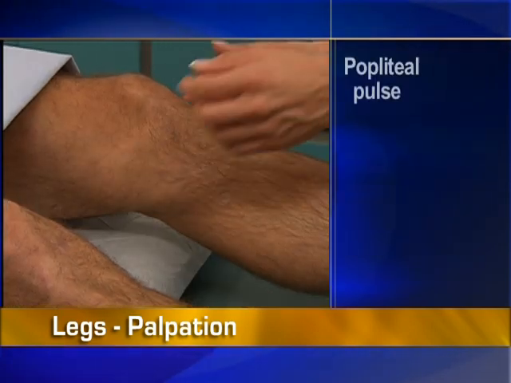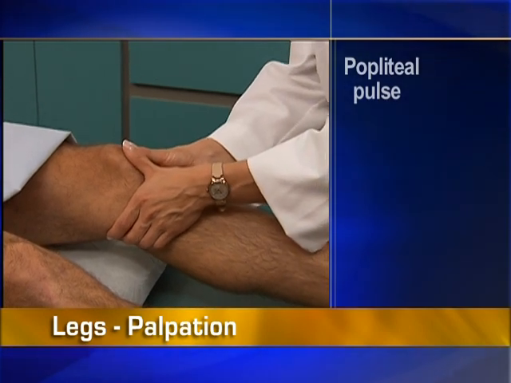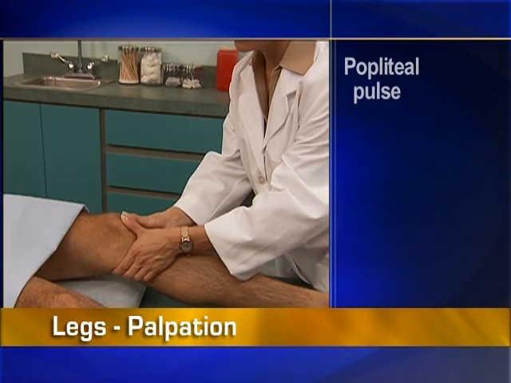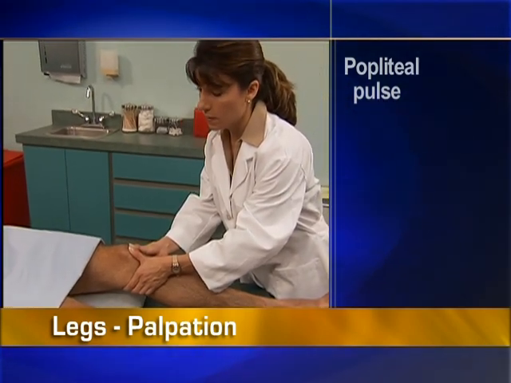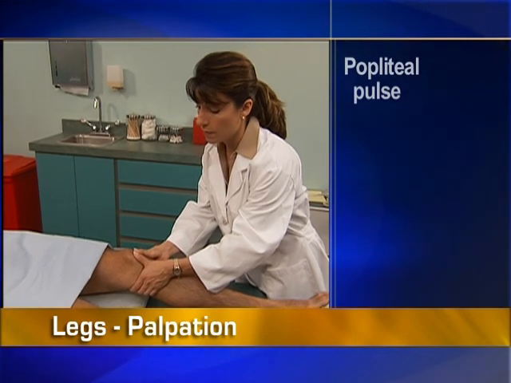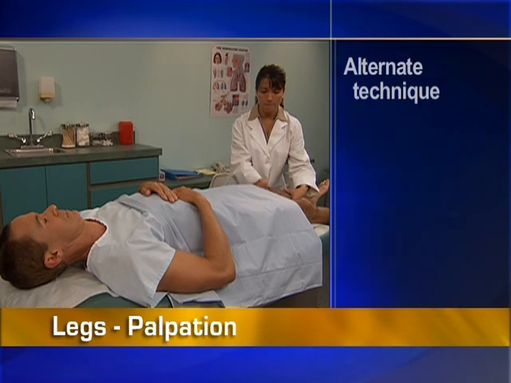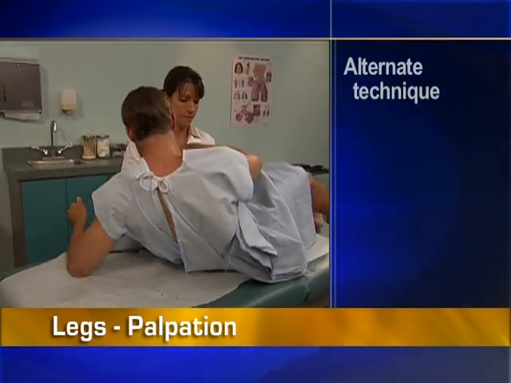Next, assess the popliteal pulse. With the person's leg extended and relaxed, anchor your thumbs on his knee. Then curl your fingers around behind it and press the artery against the bone. Usually, the pulse is just lateral to the medial tendon. If you have difficulty finding the popliteal pulse, turn the person over.